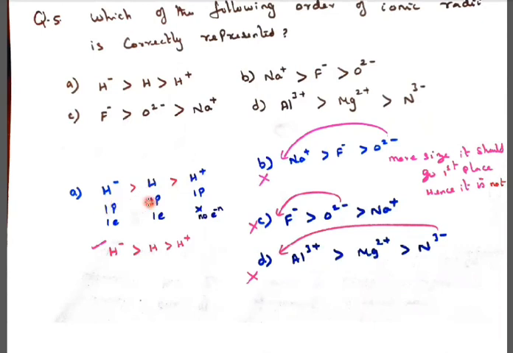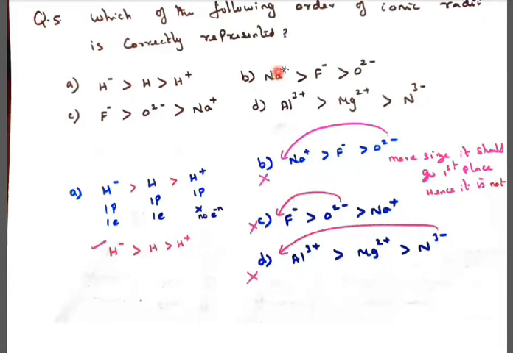Hydrogen has 1 proton. Minus means added 1 electron. So here it is 1 proton and 1 electron. Here 1 proton and there is no electron at all because we have removed it. Here H- added 1 electron, here H not removed, not added, and here H+ we have removed 1 electron. So the size of H- is greater than H, which is greater than H+.